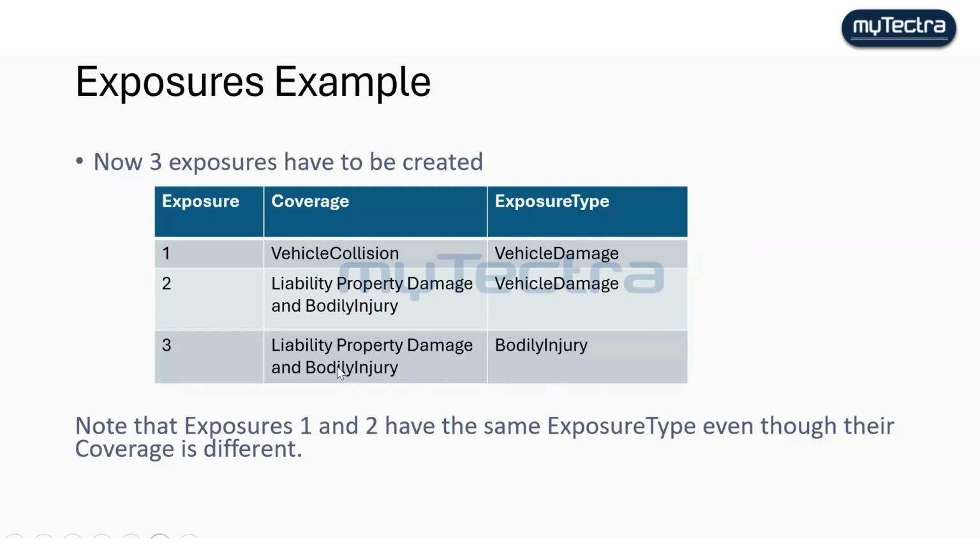But here the exposure type will be different, because we are going to enter how the person got injured, what the injury is. So that will have a different exposure type, the bodily injury exposure type. Like this, a lot of exposure types are there. For property, we will have different things, different exposure types. Note that exposures 1 and 2 have the same exposure type, even though their coverage is different.